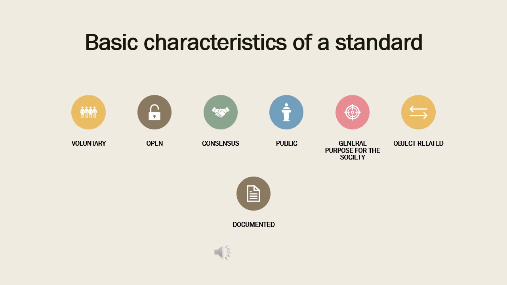Then it should be open. It should be something that everyone can see or access or talk about, not something that is just imposed. And then, as we said, it is by consensus, through an agreement by different practitioners or professionals aiming at coming up with a common agreement on how the product characteristics should look. And then also it has to be public.